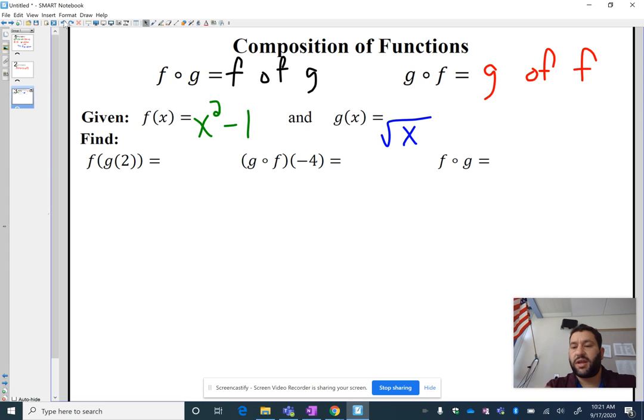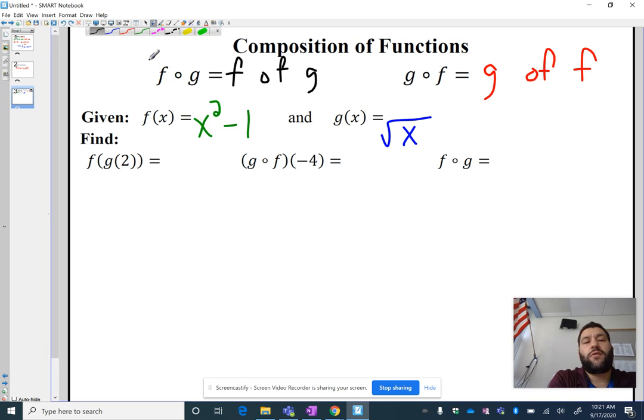All right, let's take a look at a composition of functions. Composition of functions is when we are comparing more than one function through our basic operations of addition, subtraction, multiplication, and division. But before even that, we have to make sure we know how to read this.